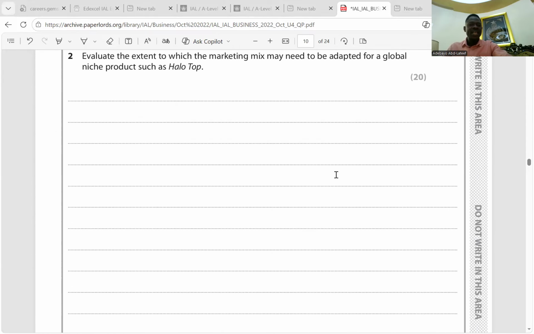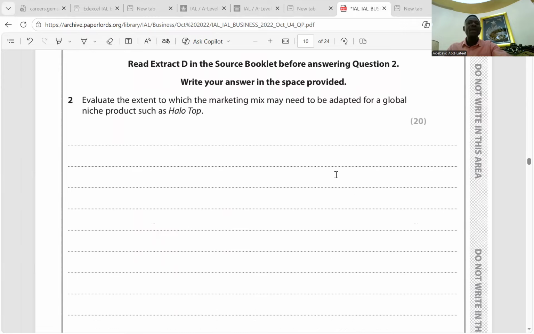Okay, for question two, they said, evaluate the extent to which the marketing mix may need to be adapted for a global niche product, such as Allotop. First, when we talk about marketing mix, we're simply talking about those components that allow a business to be able to reach its targeted customers. Marketing mix are the components that allow a business to reach its targeted customers. That is marketing mix: price, place, promotion, and product.